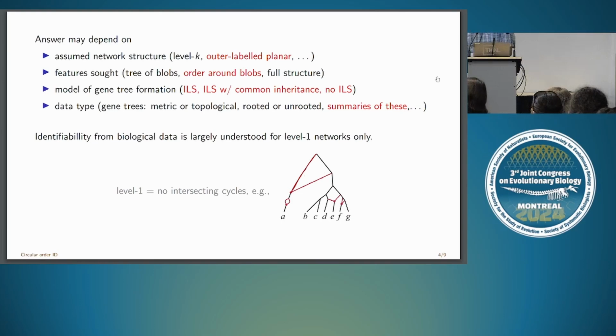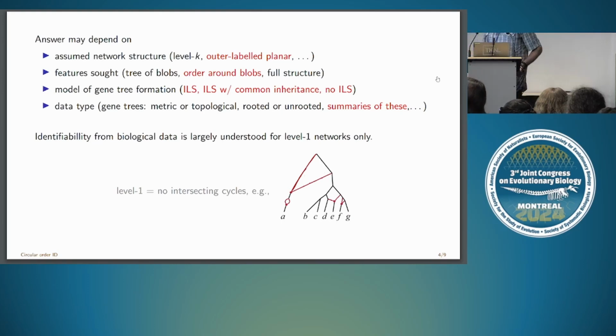It also is going to depend on the model of gene tree formation. So we've heard about ILS. And when I say ILS, I mean the completely independent multi-species coalescent. So all lineages behave independently of one another. We could also have ILS with common inheritance that came up in Cecile's talk. Those are the two extremes of her correlated model, complete correlation and no correlation. Or we might just be willing to dismiss ILS as a possibility and assume all our gene trees actually are displayed on the network.